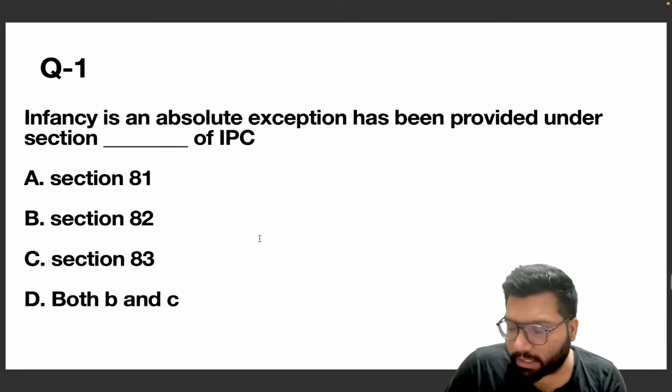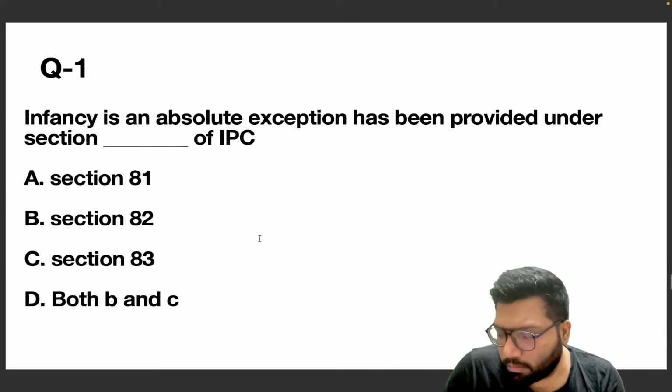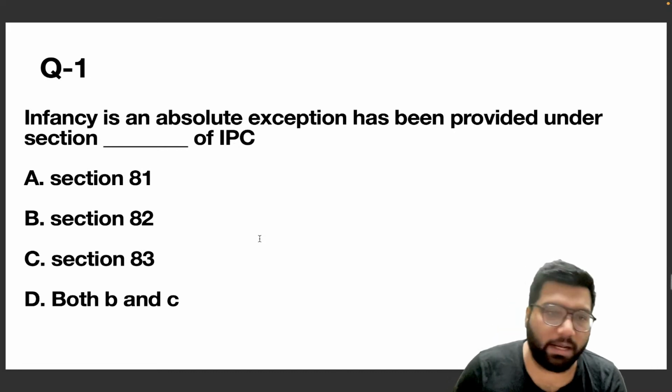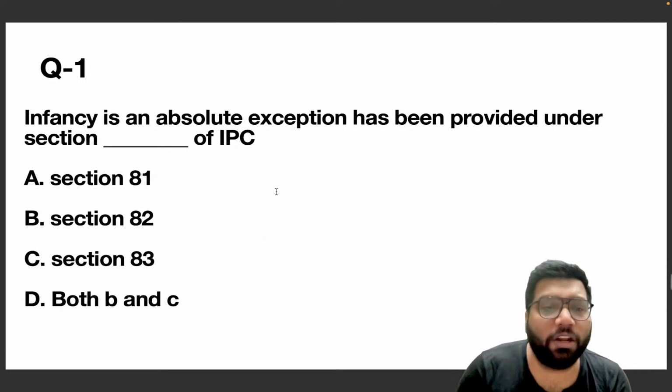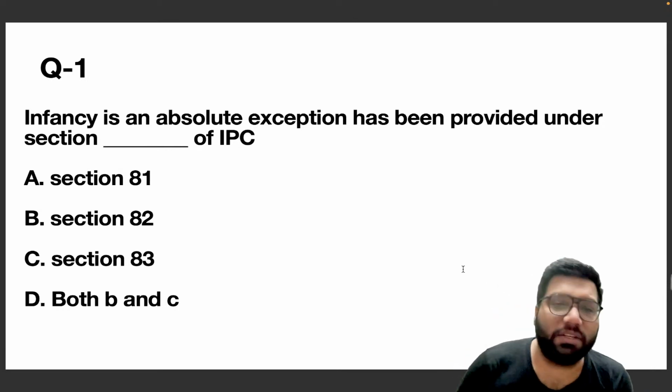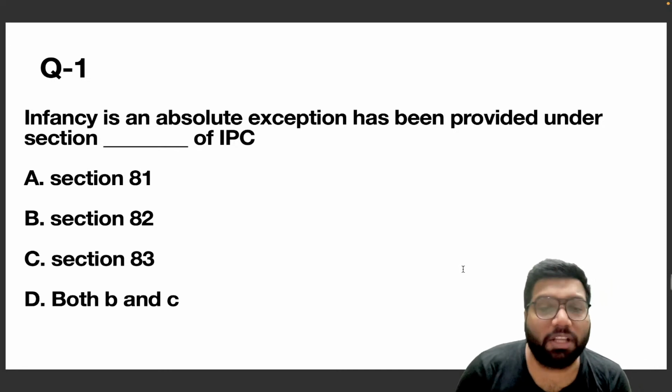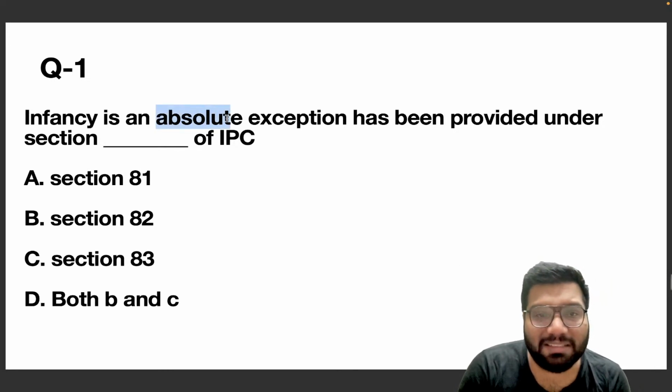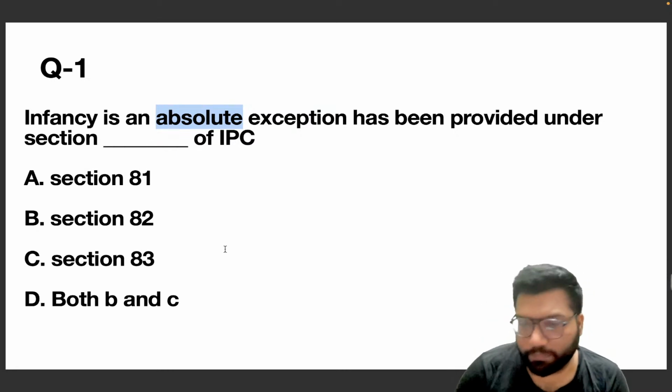Top 3 students to answer correctly: Shivangi, Ladley, and... Ladley, you have answered incorrectly. So Shivangi, Ayush, and Suman are the top 3 students to answer correctly. Here B is the correct answer, that is section number 82. Why not D? Because the concept of infancy is mentioned under sections 82 and 83, but the question was about absolute. This is the keyword you need to focus on, and because of this, the answer is section 82. Done. Next.